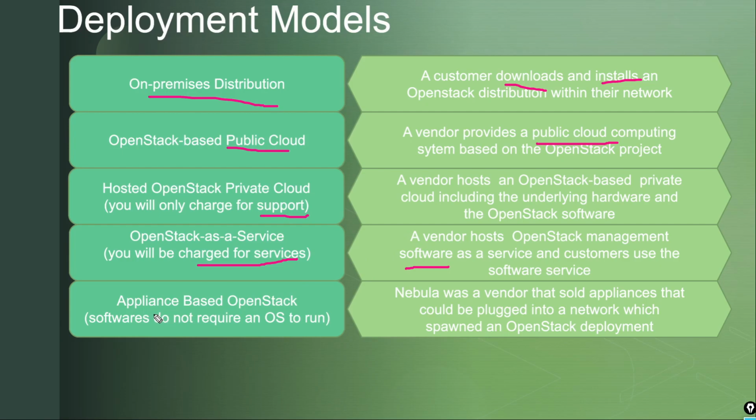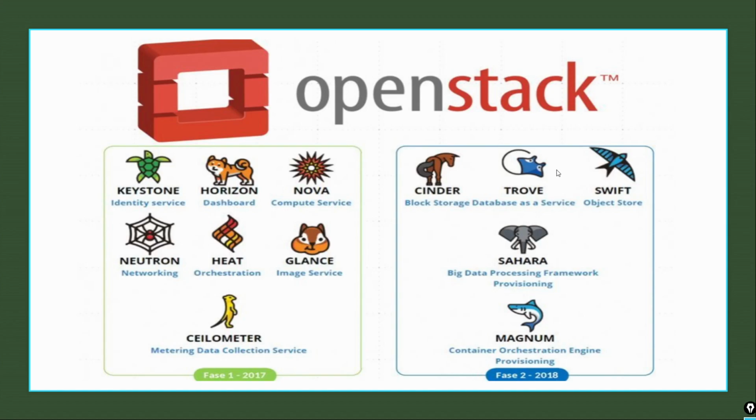And finally, appliance-based OpenStack, so the software does not require an OS to run. Nebula was a vendor, at first, that sold appliances that could be plugged into a network, which spawned an OpenStack deployment. So these are the deployments of OpenStack. But on the whole, we can say OpenStack is a combination of some services.